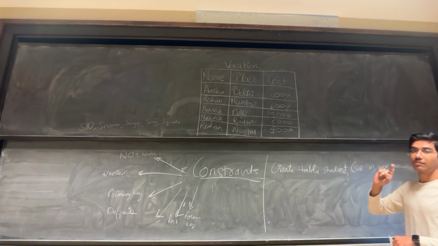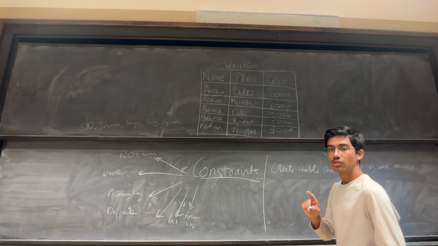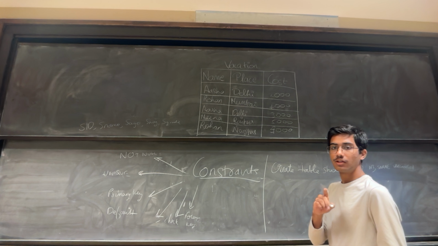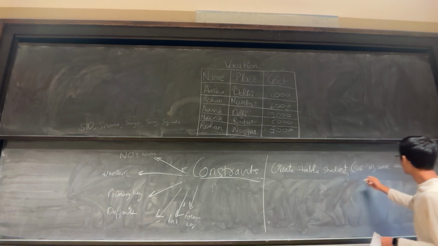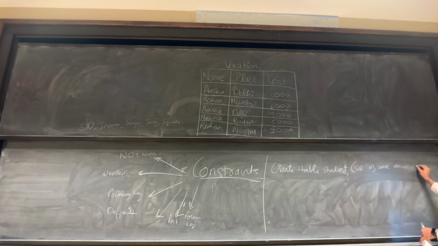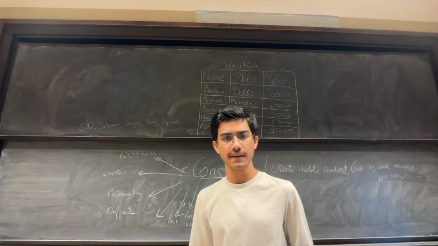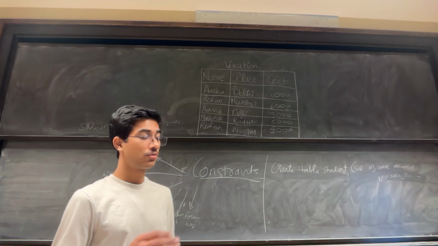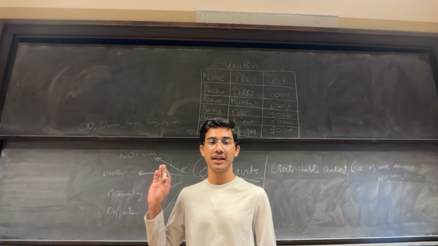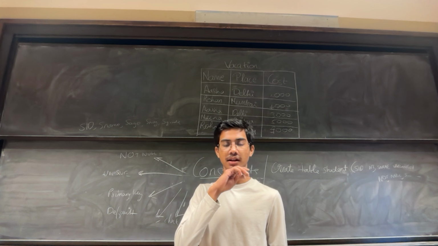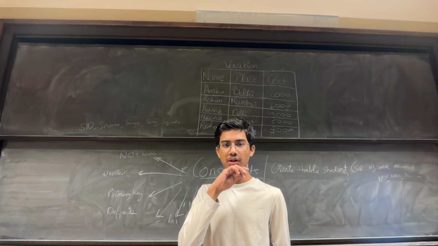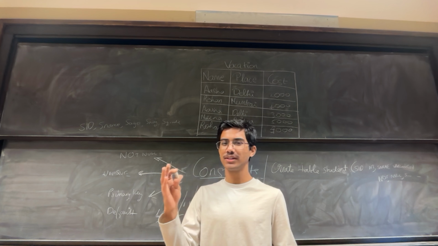but it cannot be null. So the way I would do that is I would simply write S name varchar not null, comma S age integer, so on and so forth. Okay, so that would mean that nothing that goes in my S name column can be a null value. What do I mean by that? What exactly is going to happen?